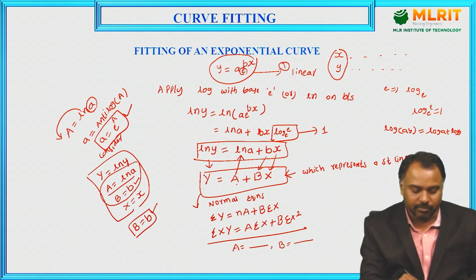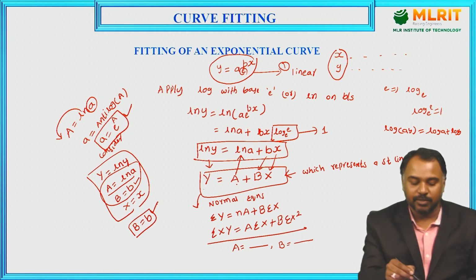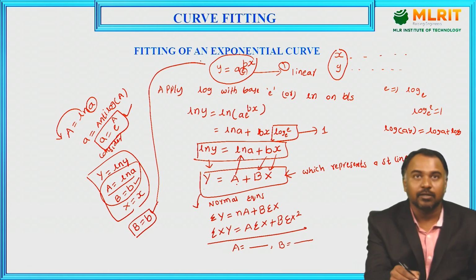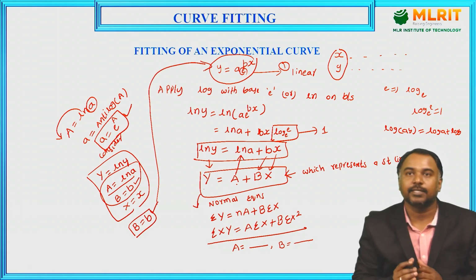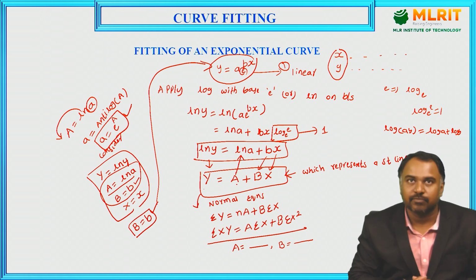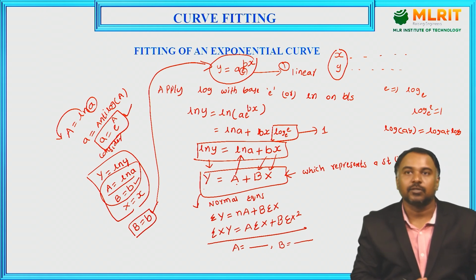Like this we need to find small a and small b, and substitute them in the original given equation. That is what we call fitting of an exponential curve. Now we'll take one question. We'll see now how we construct this exponential curve.